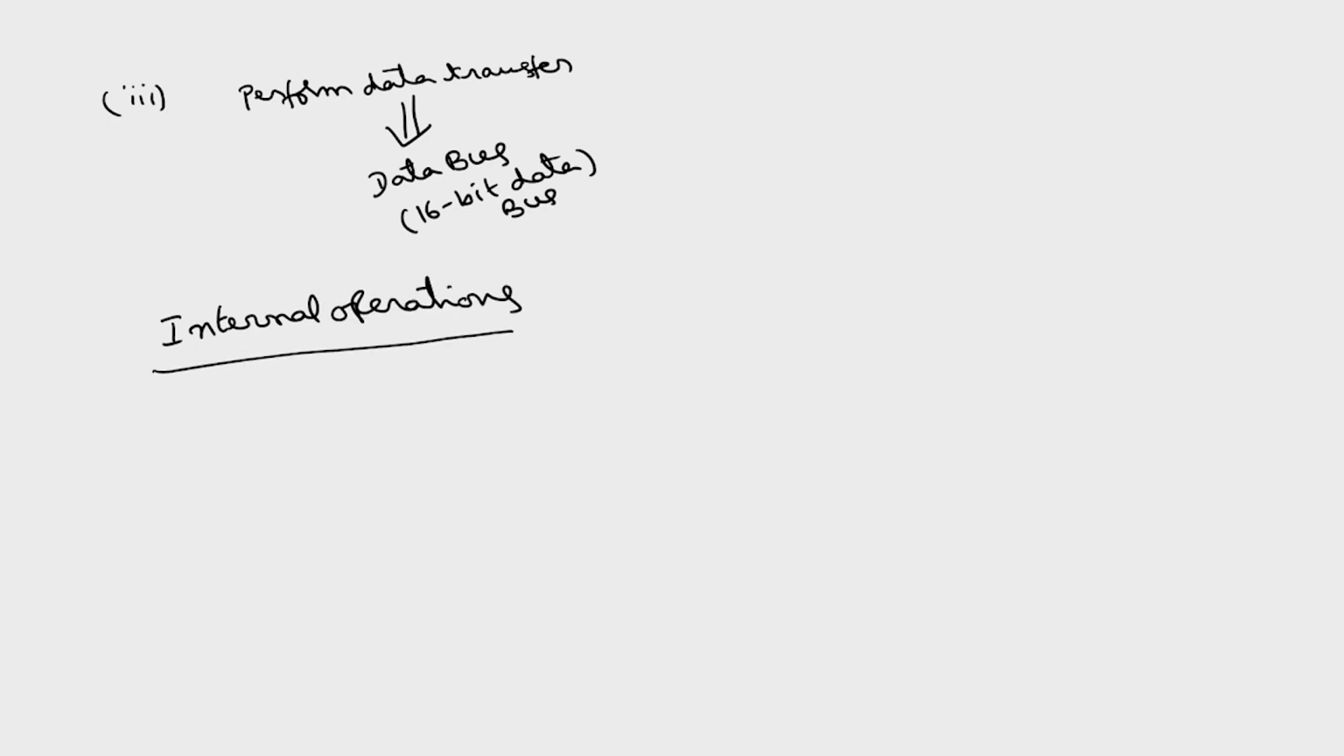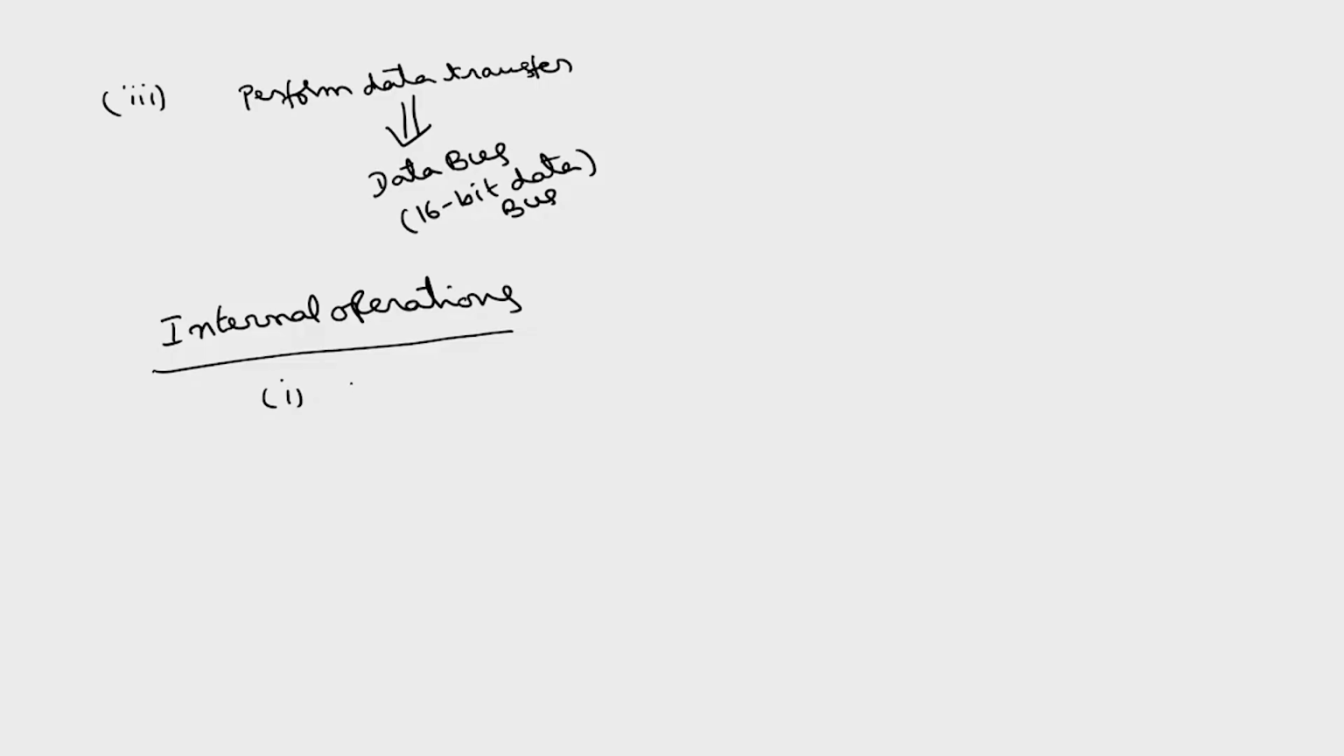As I have told, there are 3 basic microprocessor operations. One is the microprocessor will initiate the operations. Second, there are some operations which take place inside the microprocessor itself. So, what are the operations that take place inside the microprocessor? What are the internal operations? One is to store the data.